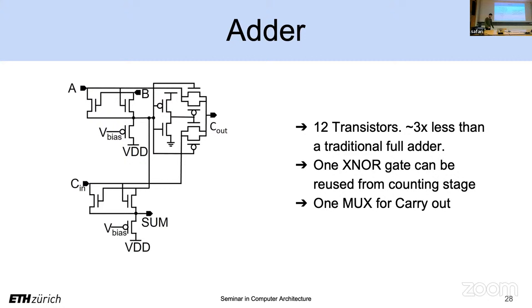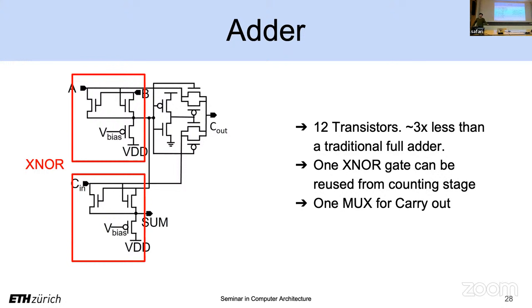And so if you have a very sharp eye, you may recognize here the XNOR gate and here a multiplexer. So the advantage of this is you can reuse one XNOR gate from before because these two steps are sequential, right? In the pseudocode, they come one after the other. So you can reuse one. And also it takes only 12 transistors, which, like they say in the paper, a traditional full adder would be 34.